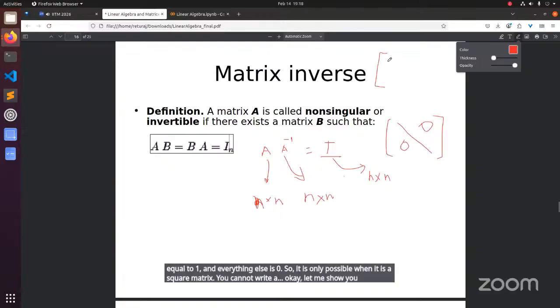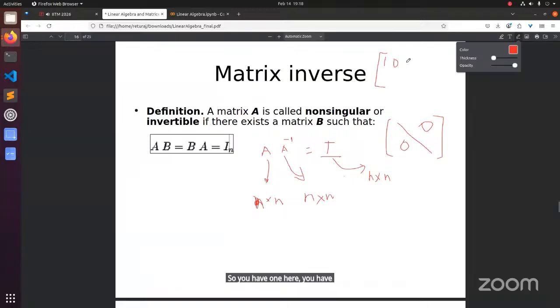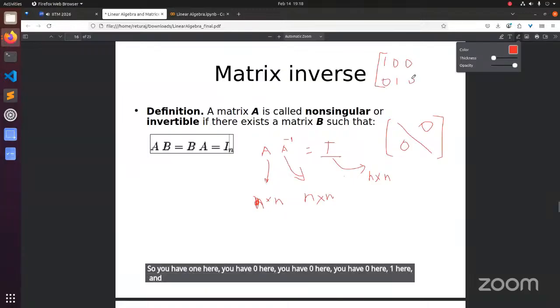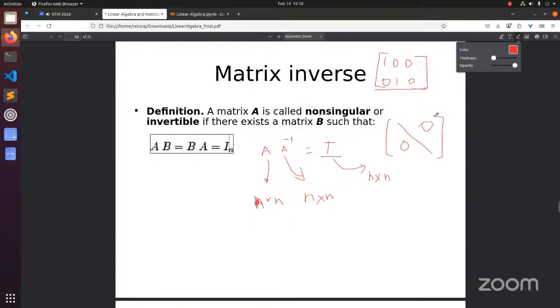You cannot write a diagonal matrix, everything 0. So you have 1 here, you have 0 here, you have 0 here, you have 0 here, 1 here, and 0. Is this an identity matrix? The diagonal elements seem to be all 1 and everything else seems to be 0.